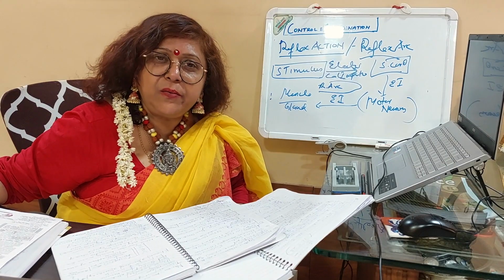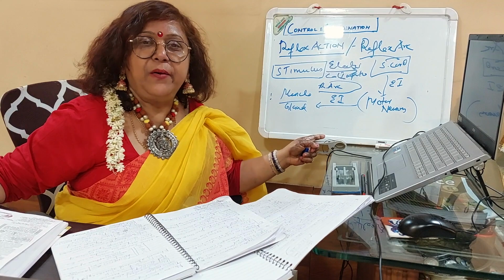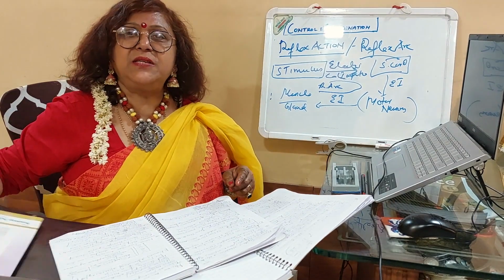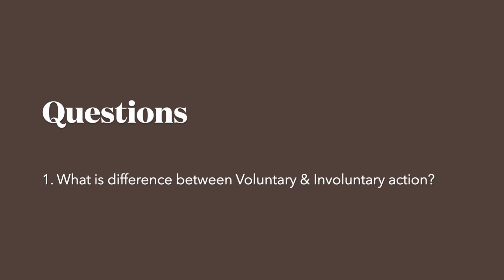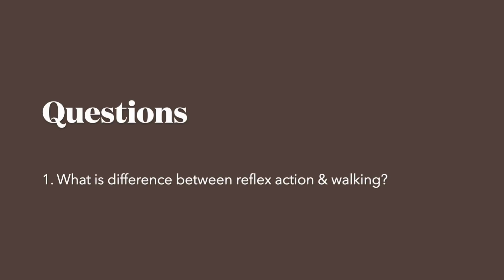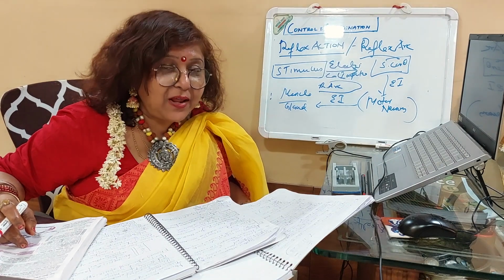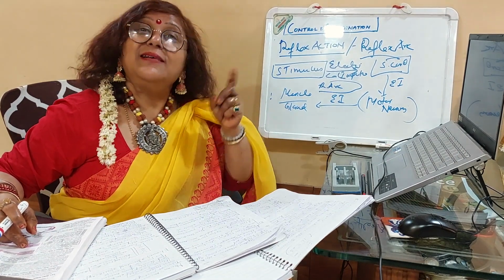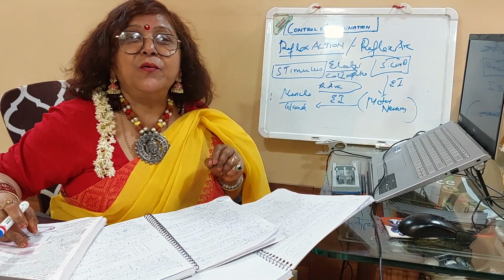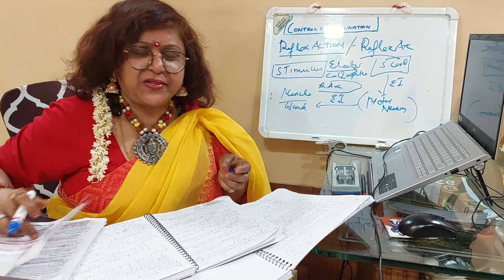I hope I am clear with you about what is reflex action, what is reflex arc, and the flow chart to be drawn here. Also, they will ask you the difference between reflex action, voluntary action, and involuntary action. This reflex action, another thing, is controlled by the midbrain. Another question that comes is, what is the difference between reflex action and walking? Walking is again a voluntary action. It's under your control. And walking is controlled by another part of the brain, which we will study now, known as the cerebellum. So reflex action and walking is a very frequently asked question in your exam.